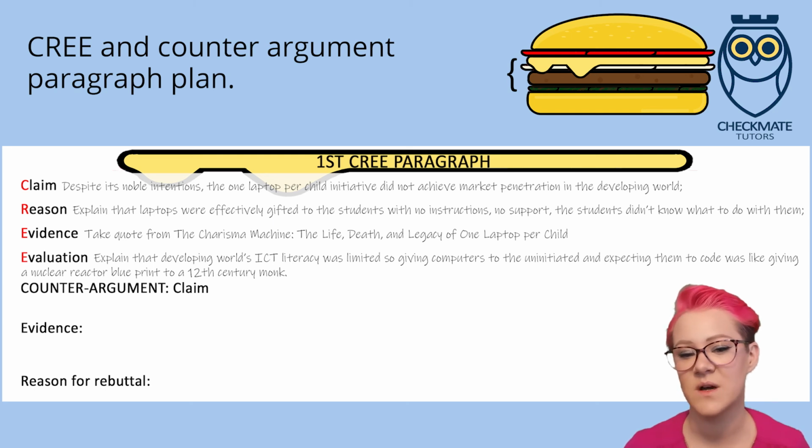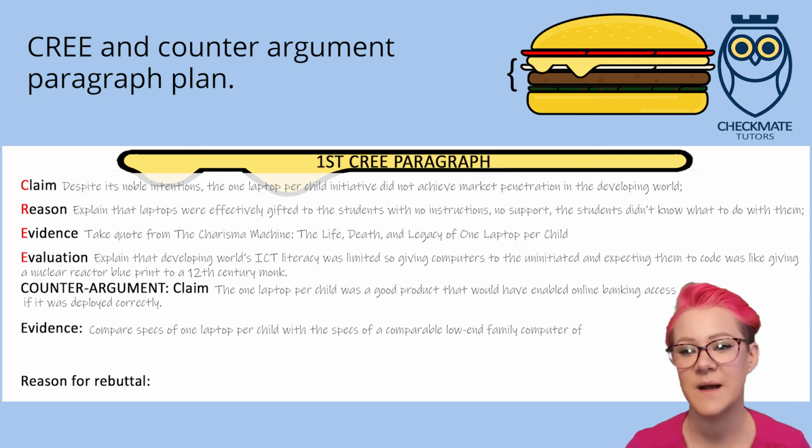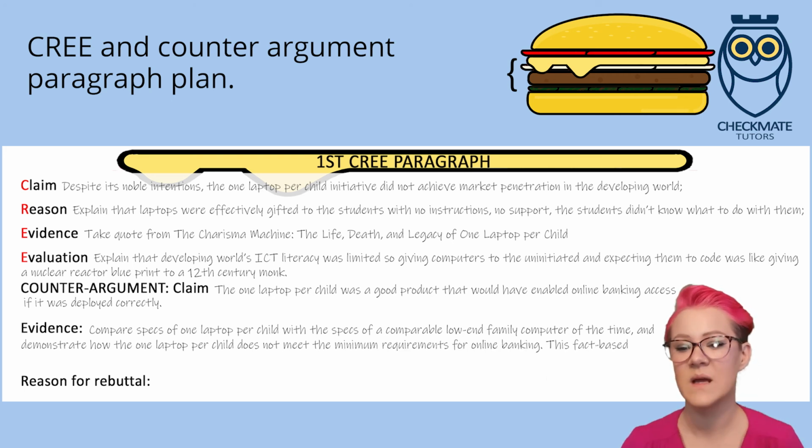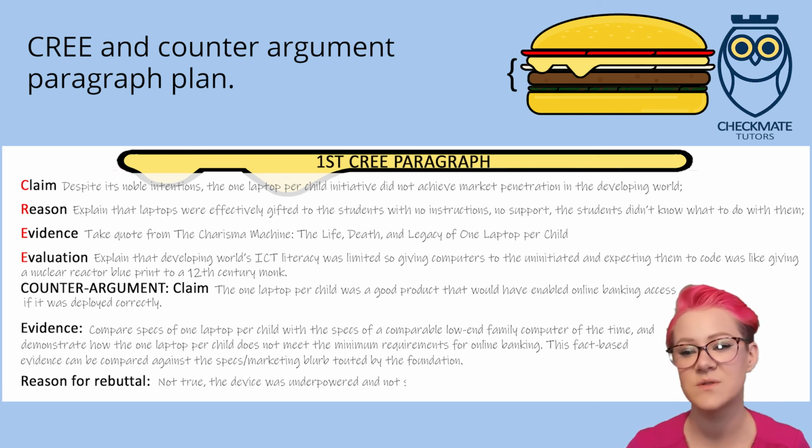Similarly, your rebutted counter-argument plan should also not be fully developed. The one laptop per child was a good product that would have enabled online banking access if it was deployed correctly. Evidence: compare specs of one laptop per child with the specs of a comparable low-end family computer of the time, and demonstrate how the one laptop per child does not meet the minimum requirements for online banking. This fact-based evidence can be compared against the specs marketing blurb touted by the Foundation. Reason for rebuttal: not true. The device was underpowered and not suited to the modern internet protocols.